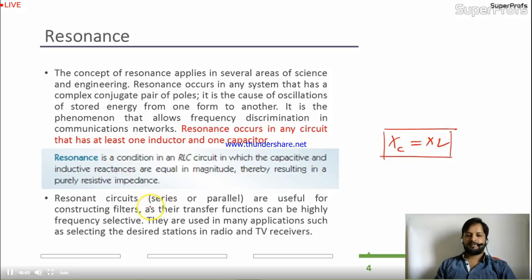Now resonance circuits, series or parallel, are useful for constructing filters, as their transfer functions can be highly frequency selective. They are used in many applications such as selecting the desired station in radio and TV receivers. Okay.